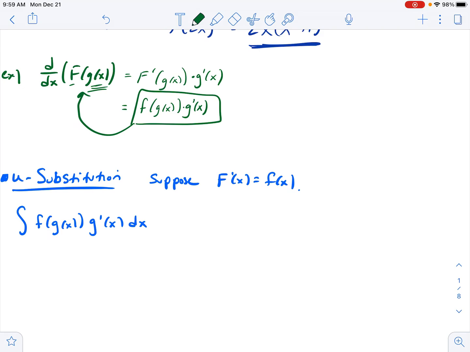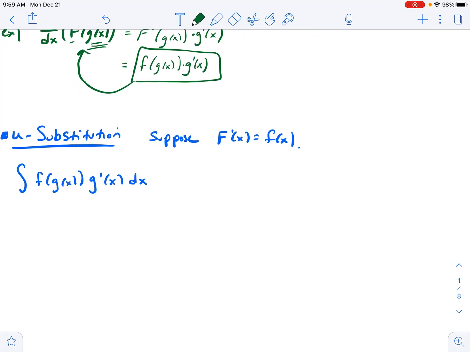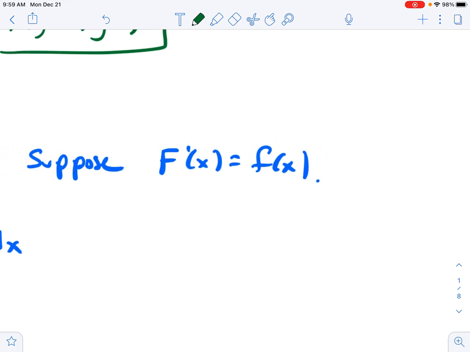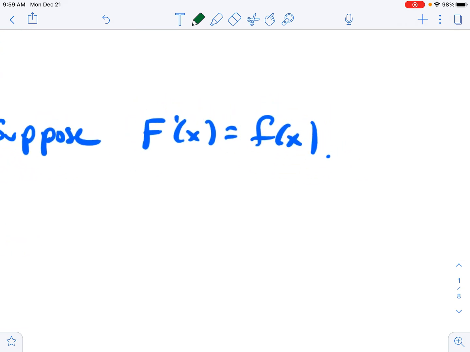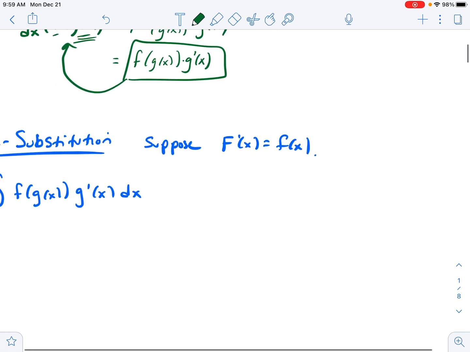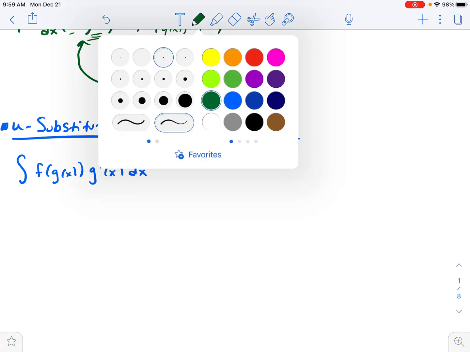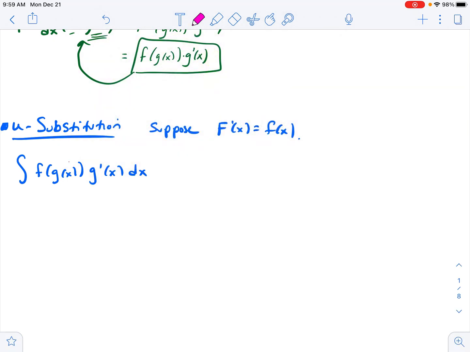Suppose we have something of the form f of g of x times g prime of x, and we want to integrate that. Here I'm saying let the derivative of big F be little f. So I want to integrate little f of g of x times g prime of x. This is why it's called u-Substitution. We're going to let u be this inner function of x. So off on the side, I'm going to let u equal g of x.